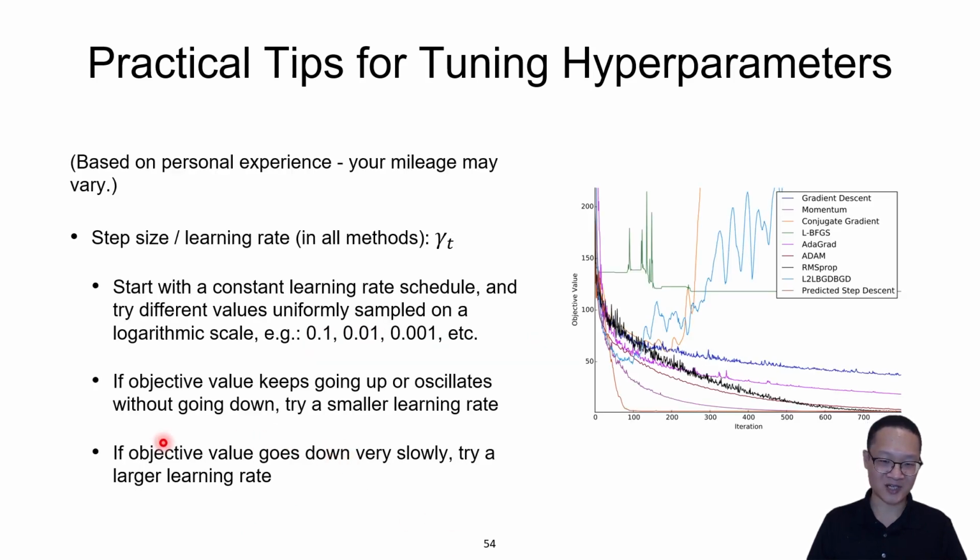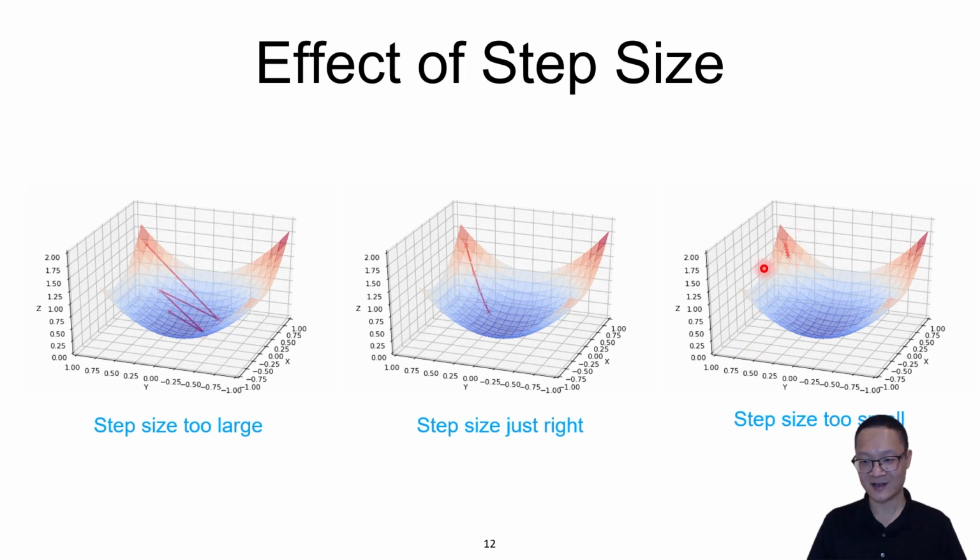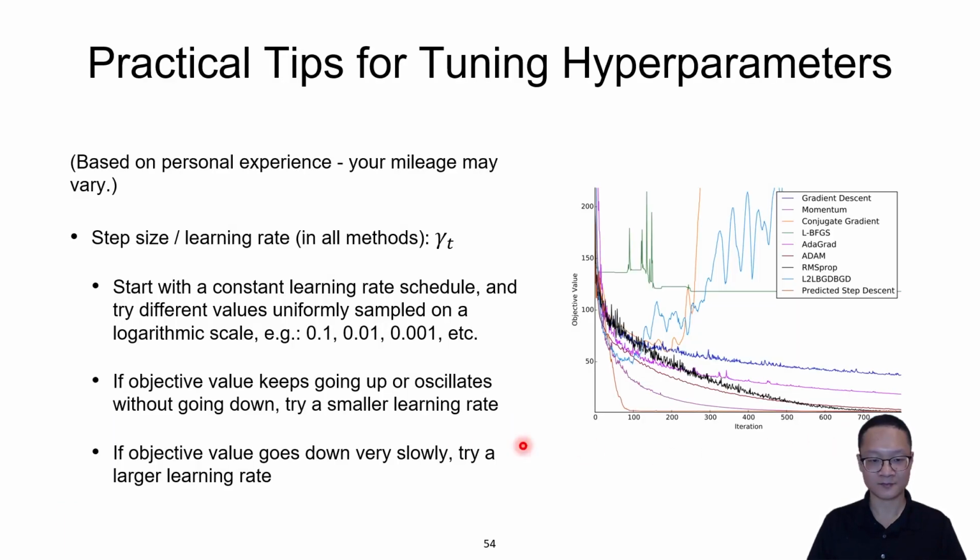Okay, if the objective value goes down, but it goes down very, very slowly, then we're in the other case. So back to this slide again. The objective value goes down very, very slowly, so maybe we can increase the step size. Just general guidelines, and it really depends on the objective function. There's no one way of doing this that works for every application, every objective value.